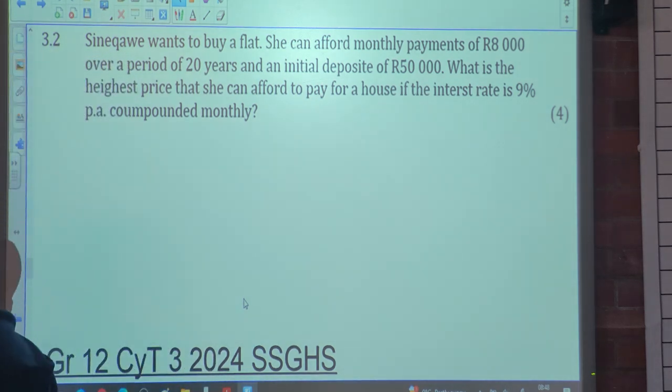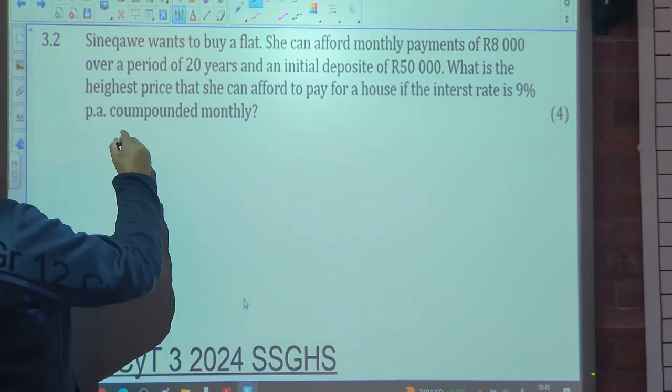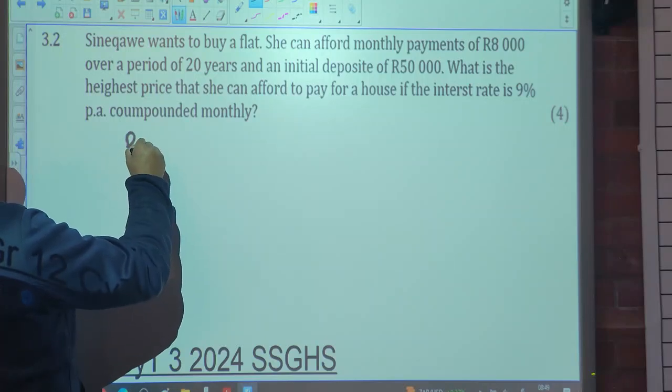Once you buy a flat, you can afford a monthly payment of 8,000 rand over a period of 20 years, with an initial deposit of 50,000 rand. What is the highest price she can afford to pay for the house, if the interest rate is 9% compounded monthly? So it's monthly compounding with a monthly payment. So which formula do we use? Present value. There it's a loan.